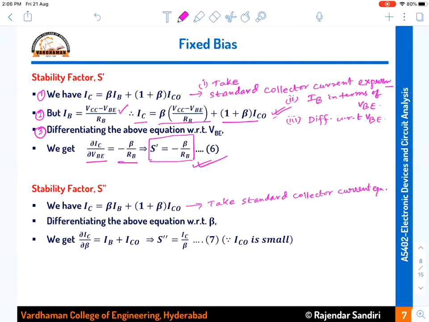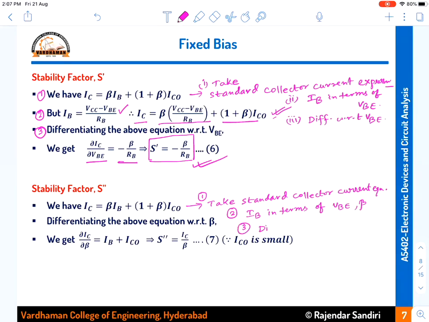Then you differentiate. This is already having beta into IB. IB is a constant, right? So otherwise, the second step you can do is again IB in terms of VBE and beta. Even sometimes IB may be in terms of beta also. So we have to see. In this case, IB is not a function of beta. Therefore, I have not considered that. But it is better you substitute IB in terms of VBE and beta. Then only we will be able to differentiate that with respect to beta.